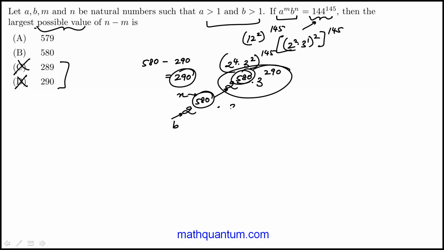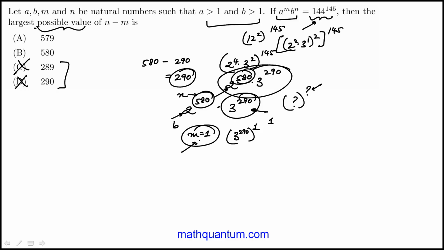And then the question is, how can I rewrite this so that the power of 3, or the number itself, is different, is as little as possible? The first thought is, well, I can make it 1, meaning whatever this number is, 3 to the 290, it's some integer, and I just raise it to the power of 1. In that case, m becomes 1, the least I could do with m. So now I have my greatest possible value for n and least for m, and this case would just be 580 minus 1 is 579, which is choice A.